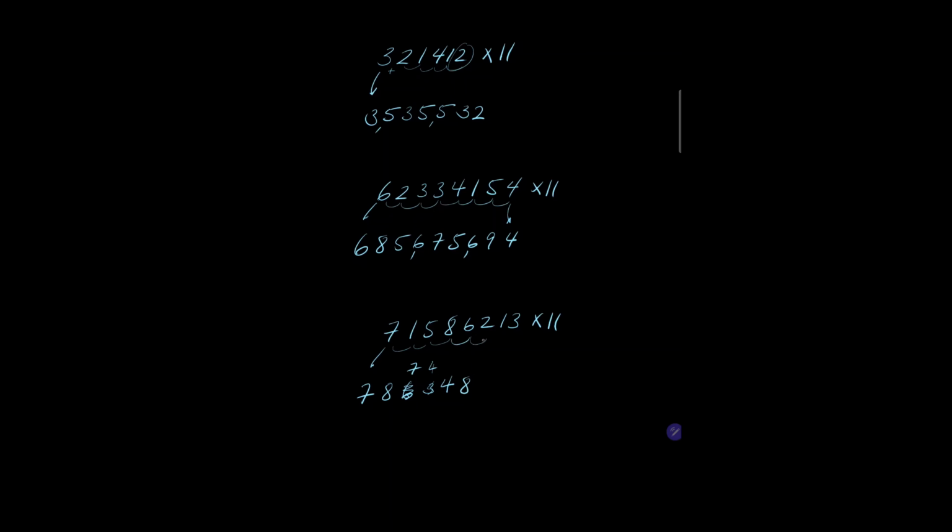6 plus 2 is 8. 2 plus 1 is 3. 1 plus 3 is 4. And then we finish off with the 3. So the answer is, let's write that down again, 787,448,343. And this is our final answer.